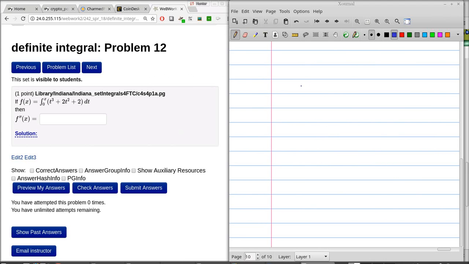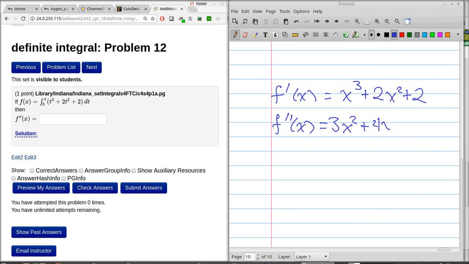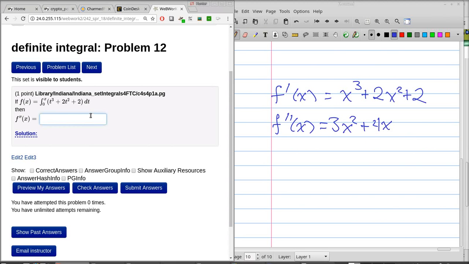Second derivative. So the first derivative just comes from the fundamental theorem of calculus. It is, of course, x cubed plus 2x squared plus 2. So the second derivative must be 3x squared plus 4x, which is the answer. 3 times x squared plus 4 times x.